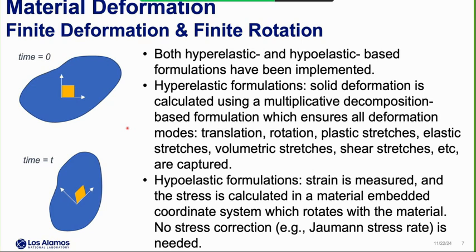For the hypoelastic formulations, we need the information from the previous step and the current step. Basically, we need to calculate the rate. In HOSS, both the strain and the stress are calculated in a material-inverted coordinate system, and this local coordinate system rotates with the material. As a result, we don't need to use any stress correction in HOSS. For example, the Jaumann stress rate is not needed in HOSS.